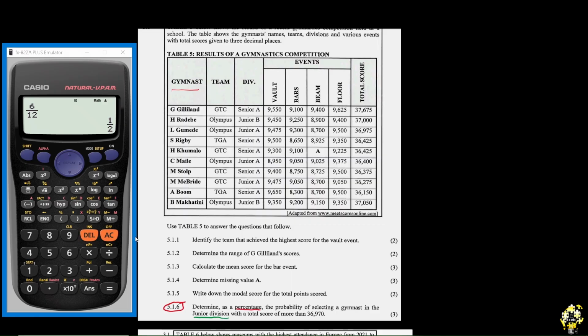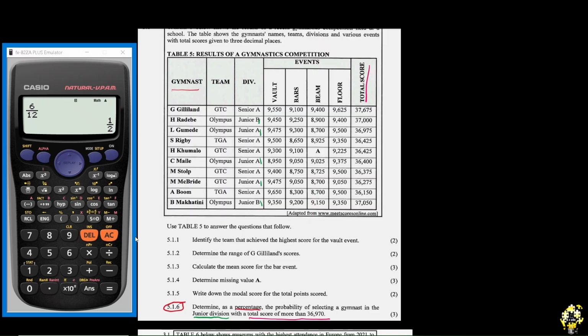Now, junior. See that? This is our focus point. With a total score of more than 36.970. So here is the total score. So we want the total score that is more than 36.970. So let's start our calculations.